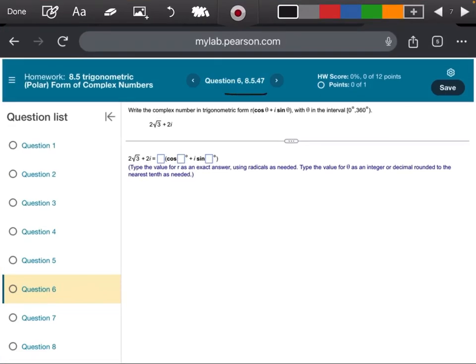All right, y'all, this is question number 6 out of 8.5, and it says, can we find the complex number in trig form? Okay, so y'all, what we're trying to do here, we're going to write it in this form right here, r cosine theta plus i sine theta. So y'all, first thing I'm going to do, I'm going to find my r, and we're going to take our x squared plus our y squared.